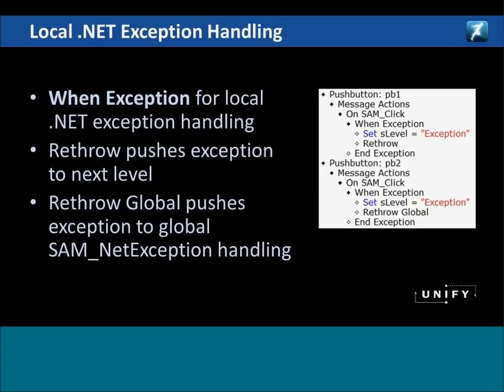You get local .NET exception handling. We have a new statement, when exception, for local .NET exception handling. Another statement is the rethrow. With rethrow, you can push the exception to the next level or to a global level using rethrow global. So you can really have a multi-level .NET exception handling from the lowest level in your code up to global .NET exception handling, SAM.NET exception, that is in global application messages.